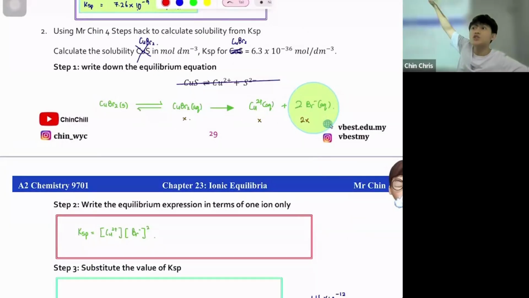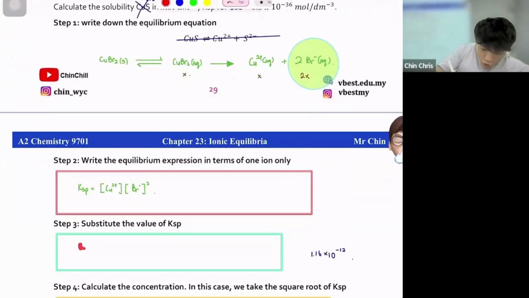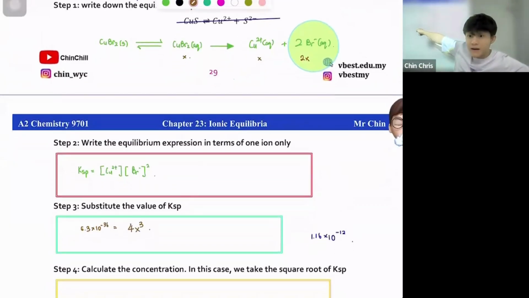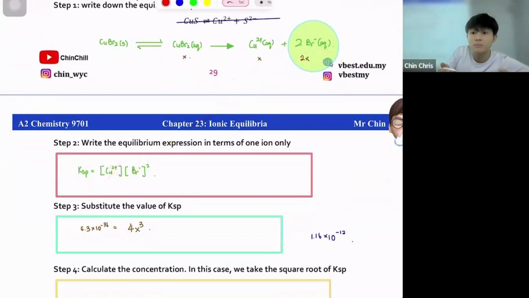Because the mark scheme is not going to show you this. The mark scheme is just going to show you the Ksp, your value of 6.3 times 10 to the power of negative 36. The mark scheme answer is just going to be 4x cubed like that. So don't memorize this and be like, it's always 4x cubed. No, the 4x cubed comes from substituting into 4x squared, with x here, giving 4x cubed. Please, guys, do not memorize.